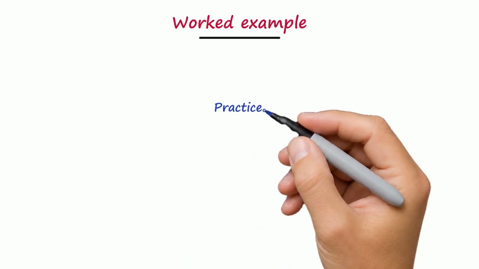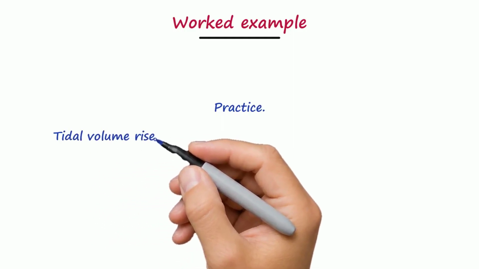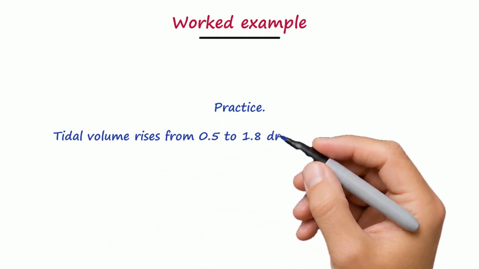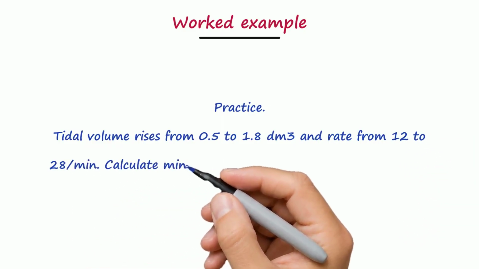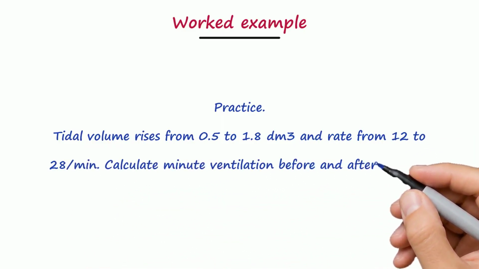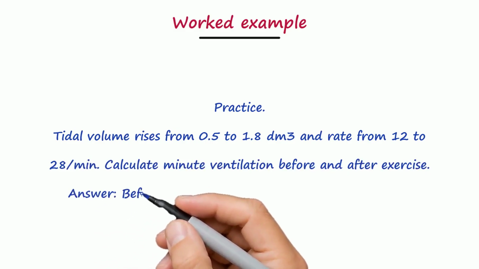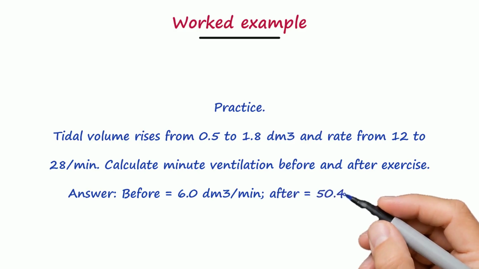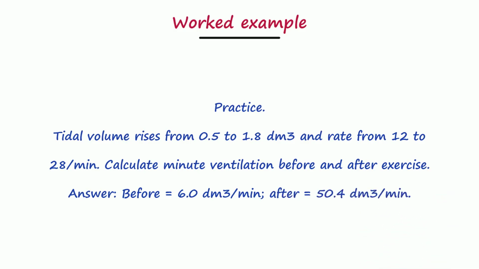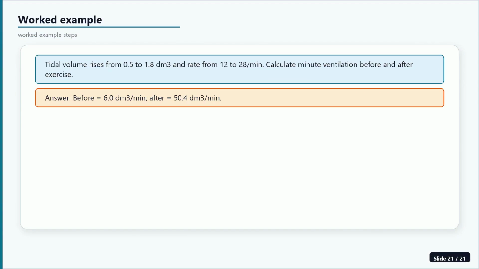Practice. Tidal volume rises from 0.5 to 1.8 dm3 and rate from 12 to 28 per minute. Calculate minute ventilation before and after exercise. Answer: before equals 6.0 dm3 per minute, after equals 50.4 dm3 per minute. Watch the numbers land in the matching symbols. Check that units cancel cleanly. If they do not, the setup is wrong even before the arithmetic.